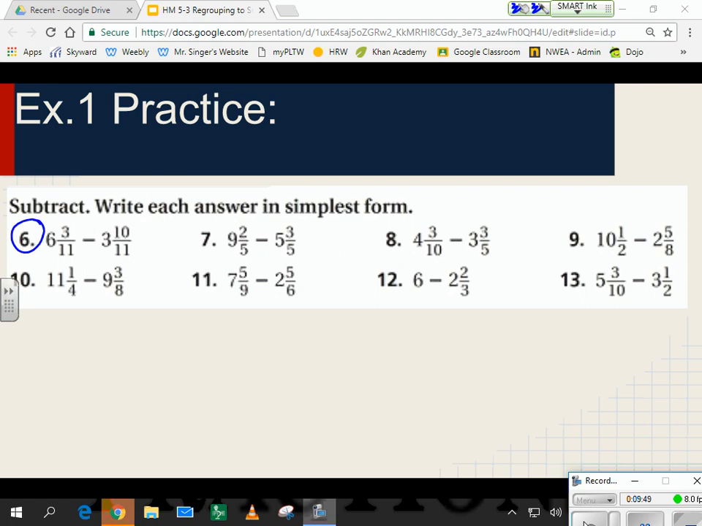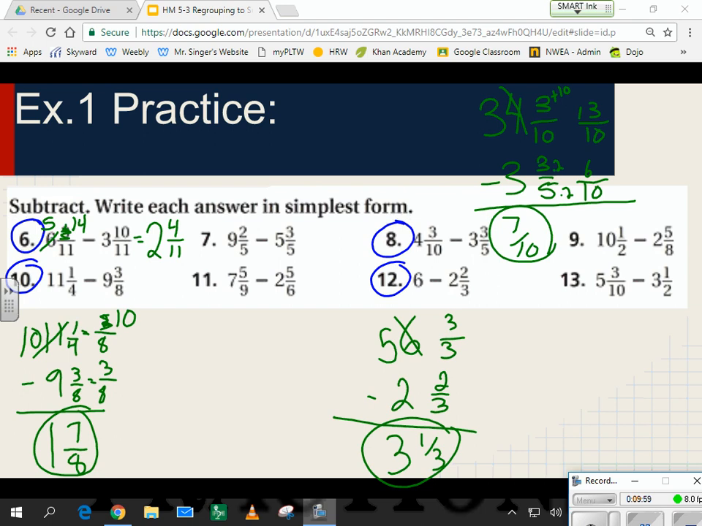So today, I want you to do the even numbers that you see up here, 6, 8, 10, and 12. Come back when you're done. We'll see if your work matches mine.